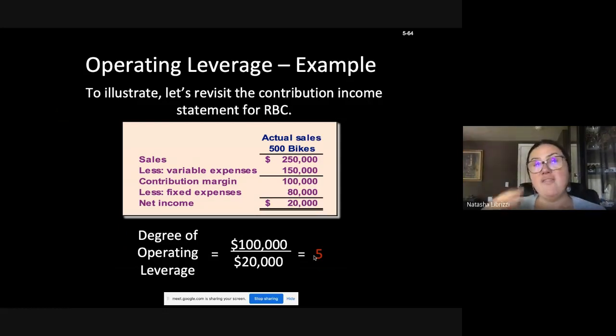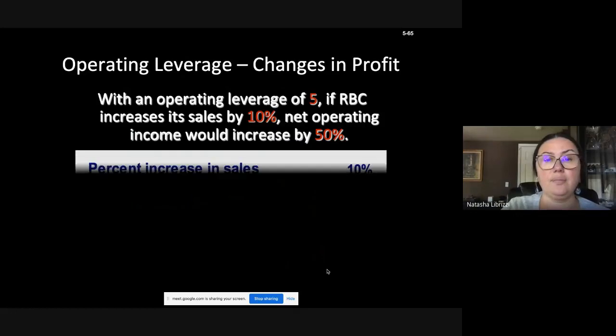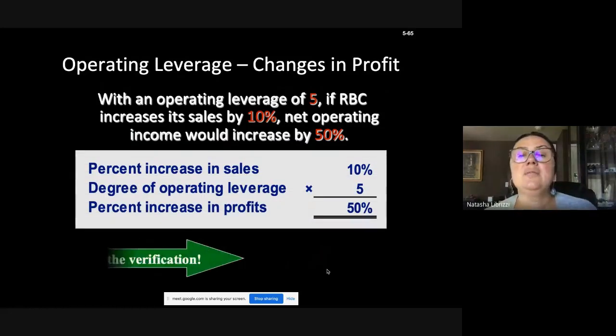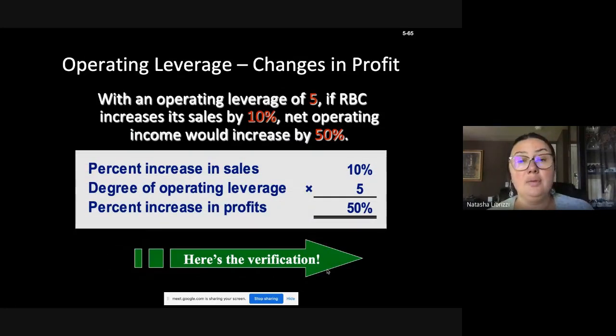So manufacturing might have one degree of operating leverage, versus a merchandising company, a different one. International operations might have a different degree of operating leverage. So this number is very much industry driven. Okay. What can we do with that? Well, quite a few things.